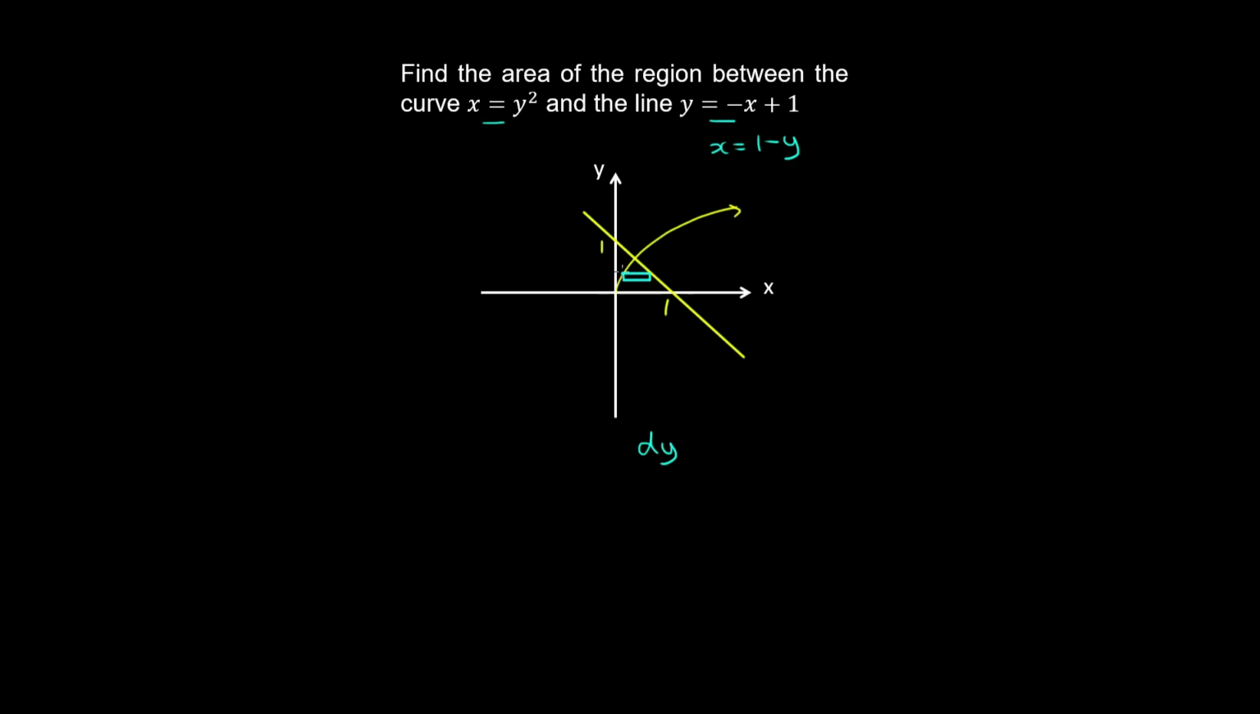And the line is to the right of the square root curve, so what we do is subtract y squared from 1 minus y. And that's going to give us the width of that rectangle. And then multiplying by dy gives us the area of the rectangle. And we integrate from y equals 0 to the y coordinate of the intersection point between the line and the curve, which I'm going to call a. And that's going to give the area.